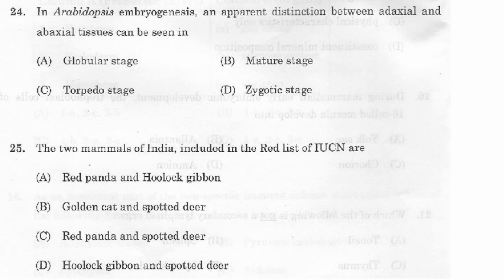Then next one. In Arabidopsis embryogenesis, an apparent distinction between adaxial and abaxial tissues can be seen in the torpedo stage. Answer is option C. Two mammals of India included in the red list of IUCN are the red panda and hoolock gibbon. Answer is option A.